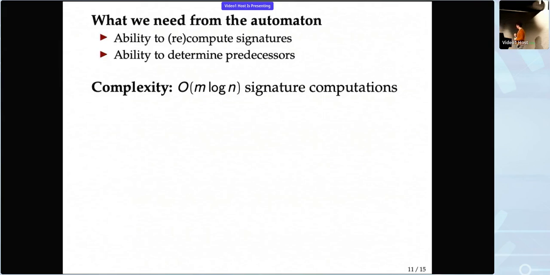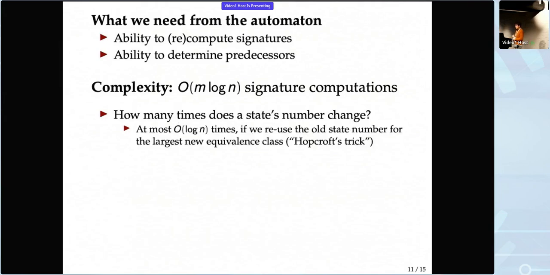And then let's now think about how long that will take. So I claim that this does m log n signature computations, where m is the number of edges and n is the number of states. Why is that? Well, let's think about how many times a state's number changes in this process. Each time a state number changes, we may need to reassign the equivalence classes. So if we make sure to reuse the old number that the equivalence class had for the biggest one, then it turns out that the state number can only change log n times, because each time your state number changes, it means that you were at least in the smaller half of the equivalence class. So the equivalence class that you were in gets cut at least in half in each step.